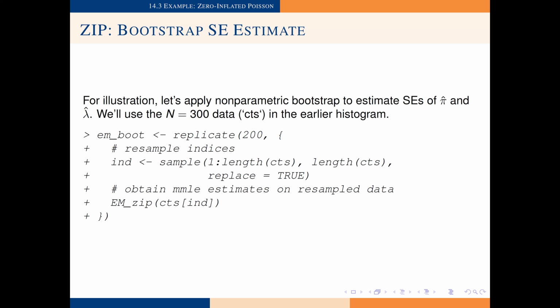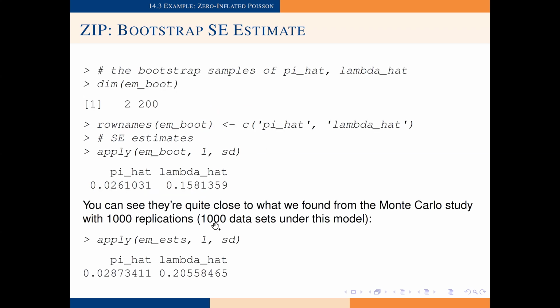I didn't explain too much of the code over here because I assume you should have learned bootstrap pretty well. Essentially, in each replication, we first resample the original data and we run the EM-zip, which plugs in the resampled data and gives us the pi hat and lambda hat for that data set. The resulting EM-boot, which is the output of the replicate, has a total of 200 columns corresponding to the 200 bootstrap replications. The two rows again are the pi hat and the lambda hat. Now we know that if we want the bootstrap standard error estimate, we can simply obtain the standard deviation of these two rows across the 200 replications.